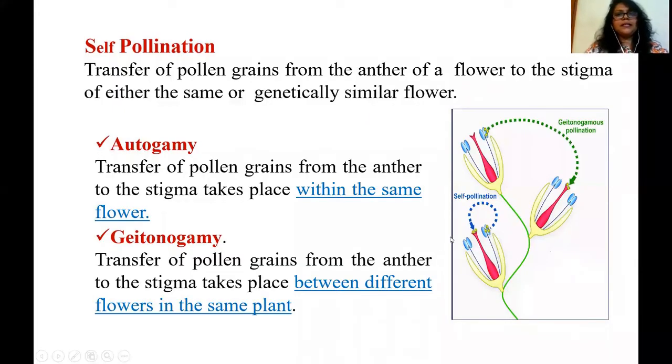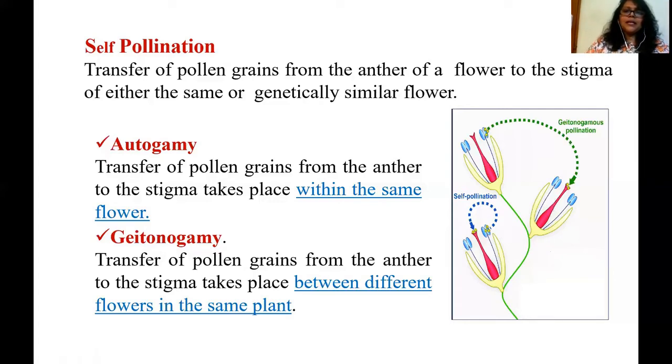Now, we'll see in detail the self-pollination mechanism. In self-pollination, the plant can fertilize itself. Whereas in cross-pollination, the plant needs a vector, or you can call it a pollinator, or wind, or water, to get the pollen to another flower of the same species. In self-pollination, as we have already seen, it is the transfer of pollen grains from the anther of a flower to the stigma of either the same flower or a genetically similar flower. Let me repeat. The transfer of pollen grains from the anther of a flower to the stigma of the same flower or a genetically similar flower is called self-pollination.